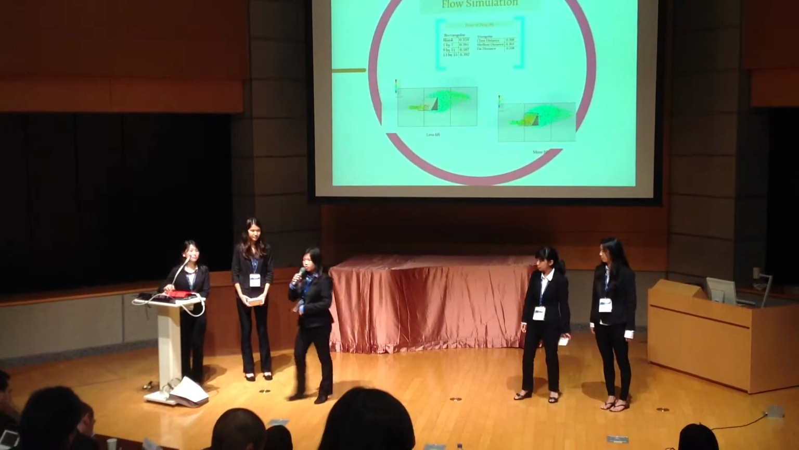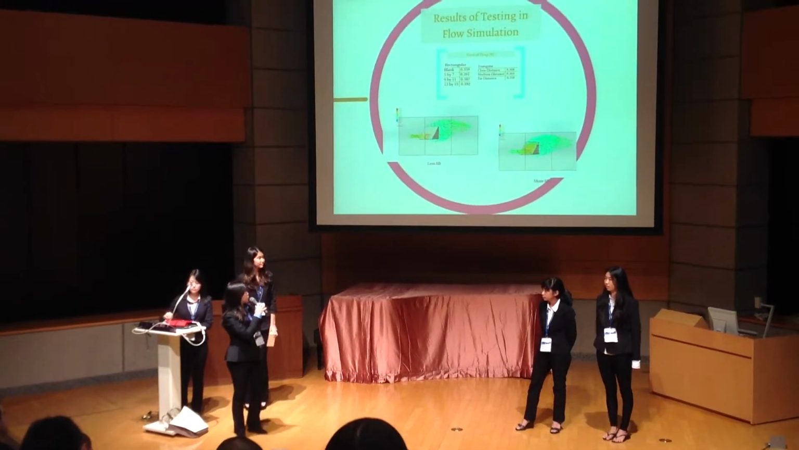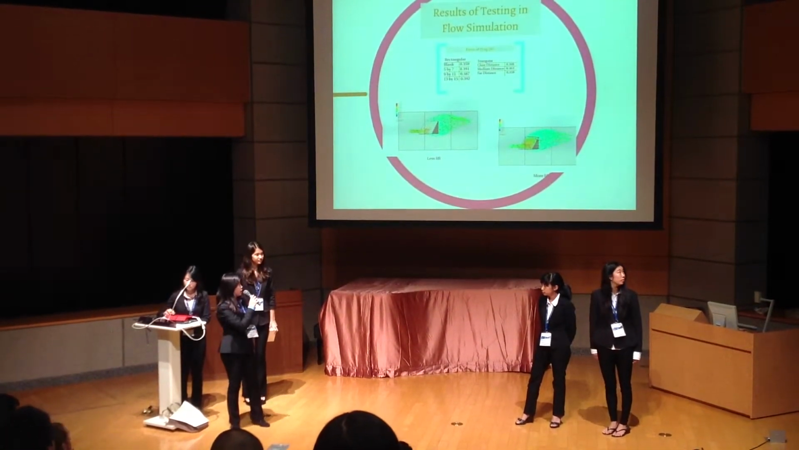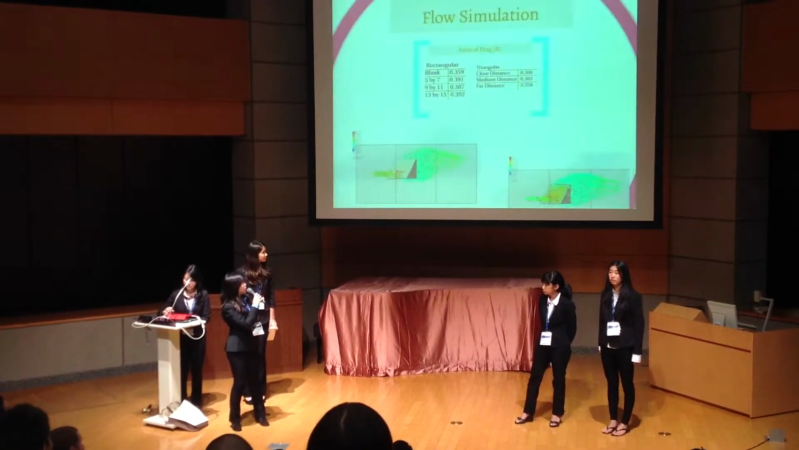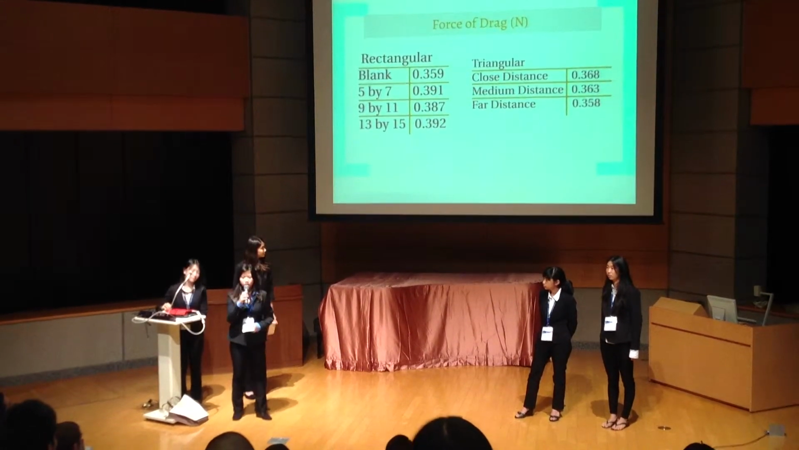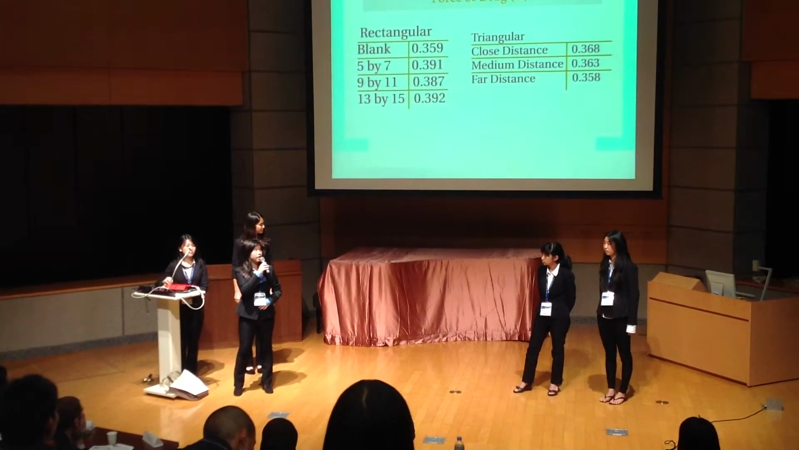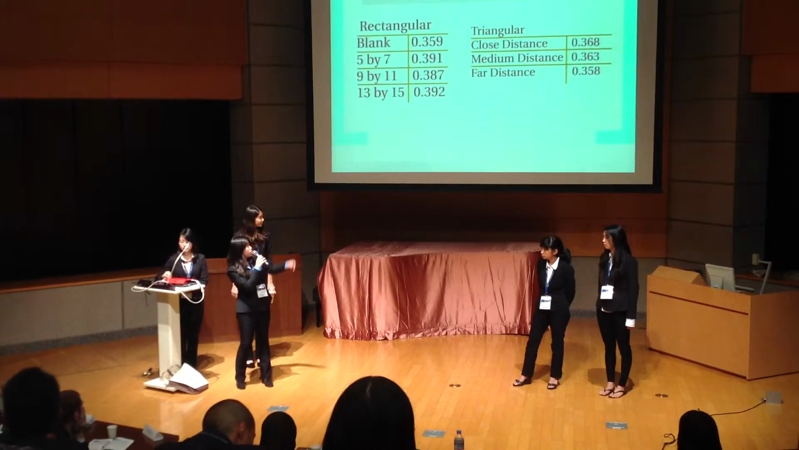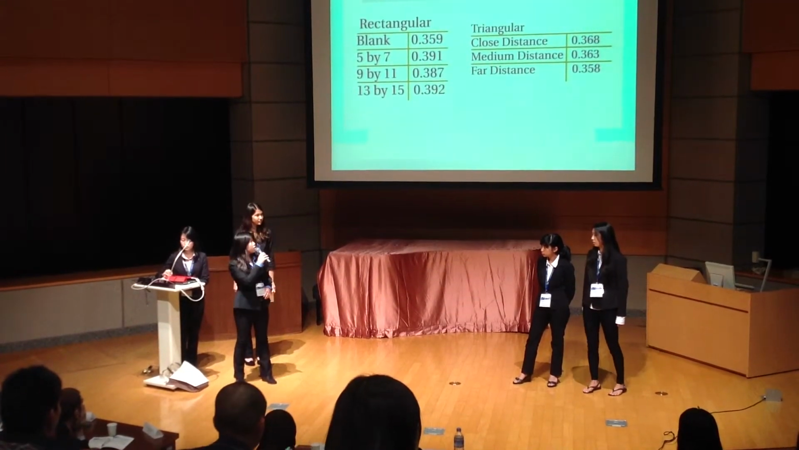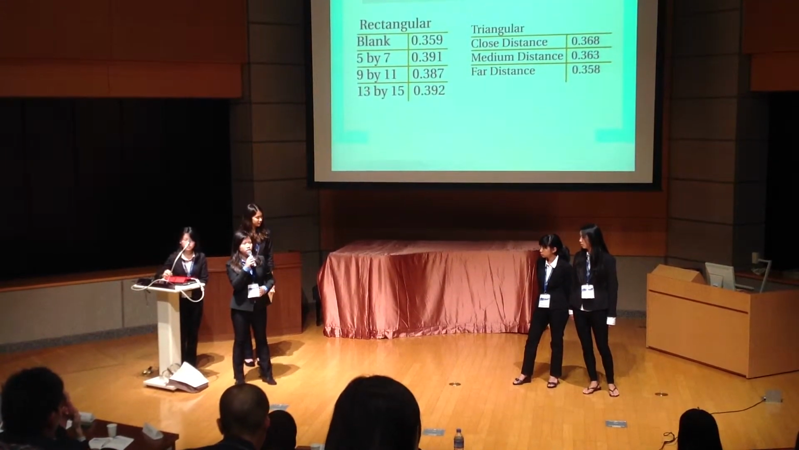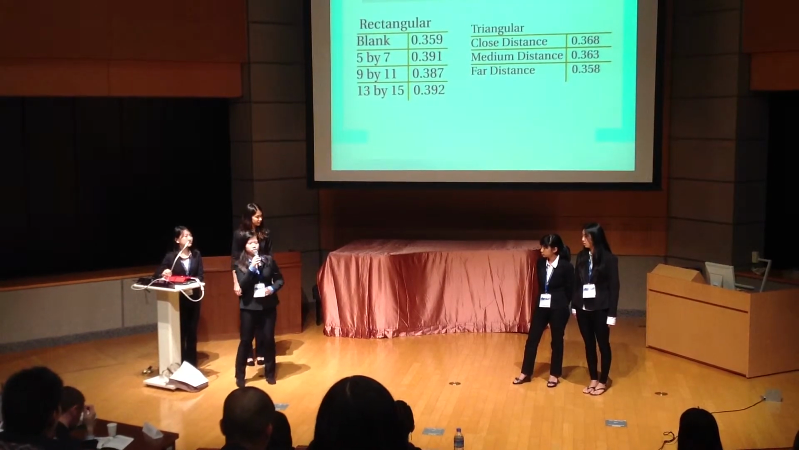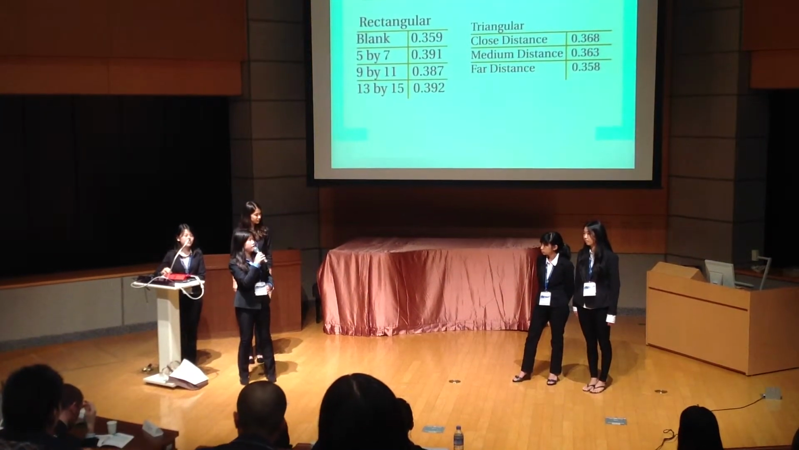We also, using our computer program, were able to run a flow simulation of what would happen. So for our data in the flow simulation, the triangular actually produced the least amount of drag, and the far distance produced less than the blank. And for the rectangular, the middle spacing still produced the least amount of drag.